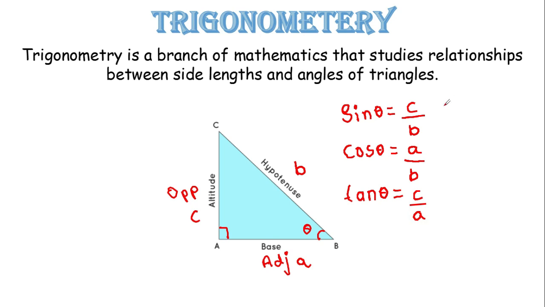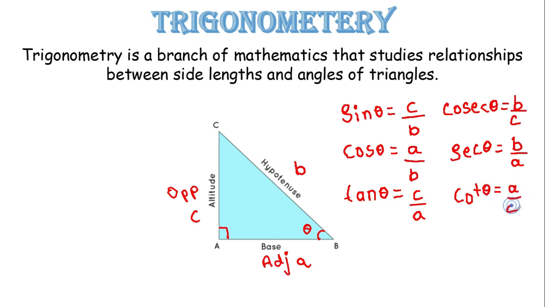So cosecant is the reverse of sine, so cosecant theta is equal to b by c, secant theta is equal to b by a, and cot theta is equal to a by c. These are the three main equations, and these are the reciprocals of these three main functions.